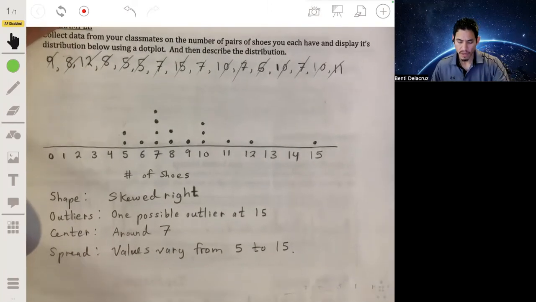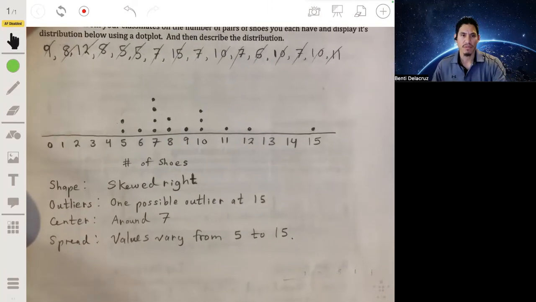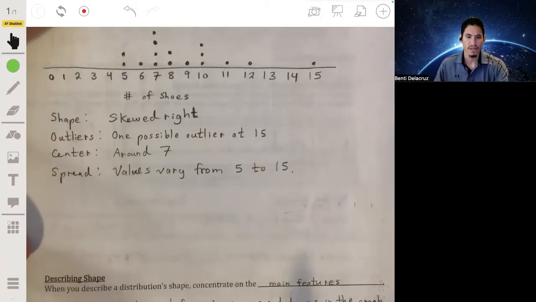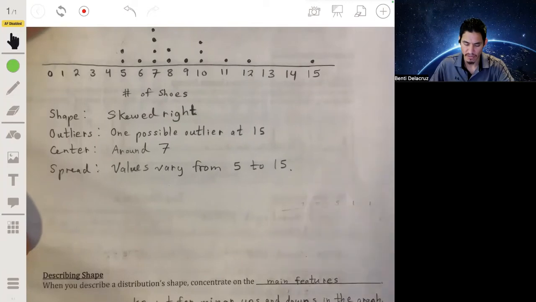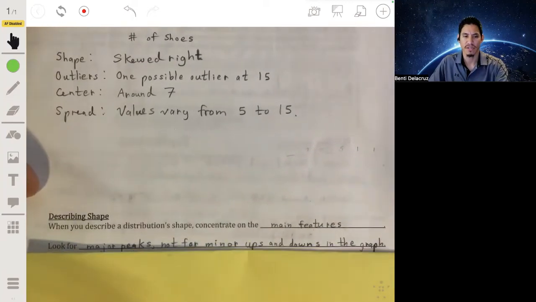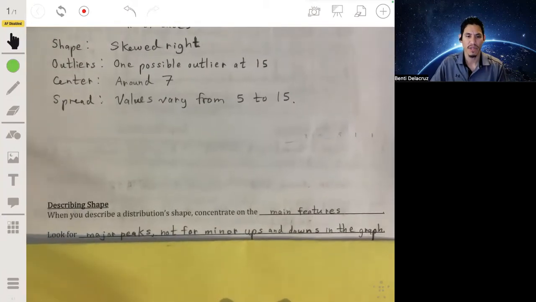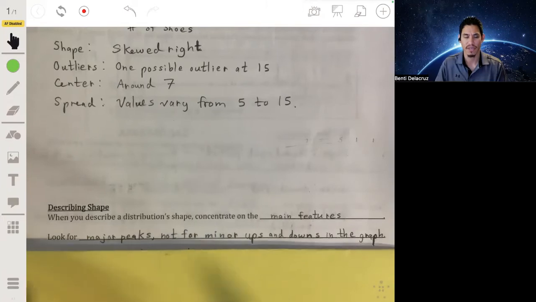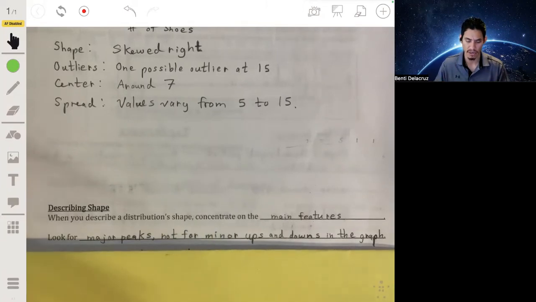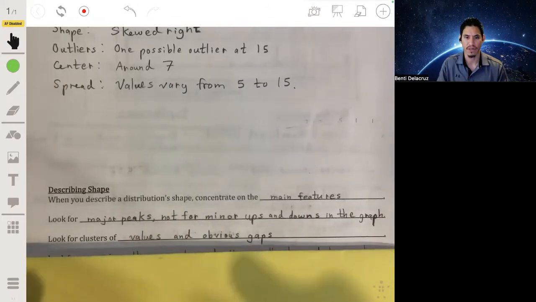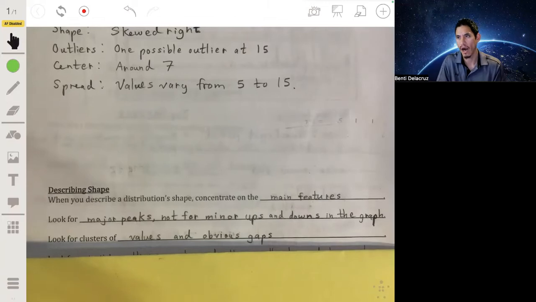Now, let's talk a little bit more about discussing the shape of a distribution. When you discuss the shape of a distribution, you're going to look over the main features and not really focus on little, tiny ups or downs. Look at the big peaks. Again, look at the overall picture. Look for groups or clusters of values, and for gaps where there aren't any values at all.